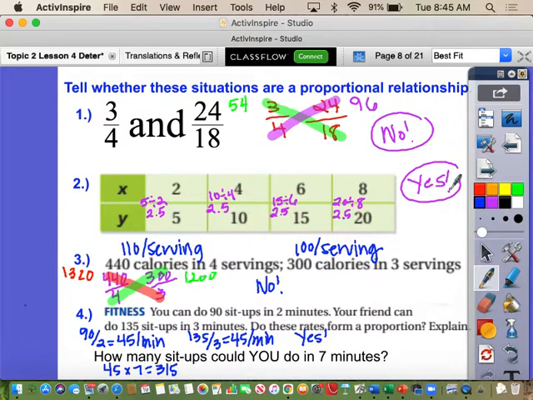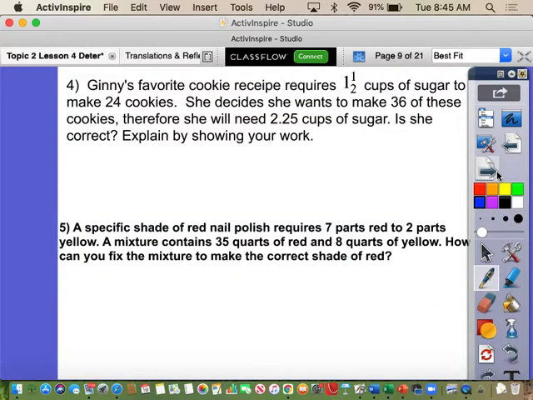All right, guys, how are we feeling about this? Just determining if two ratios are proportional. Cross-multiplying, unit rate, or simplifying. Are we good on all three of those methods?